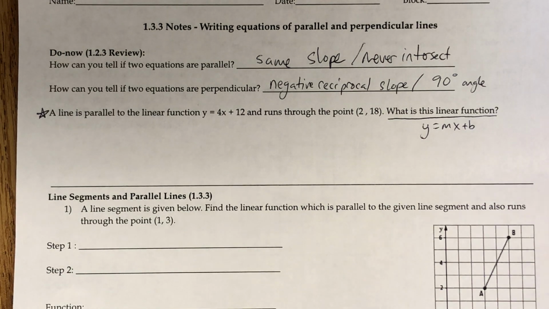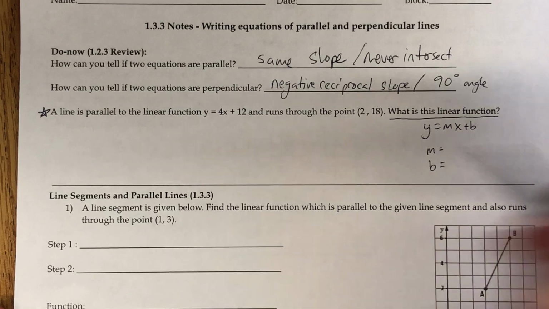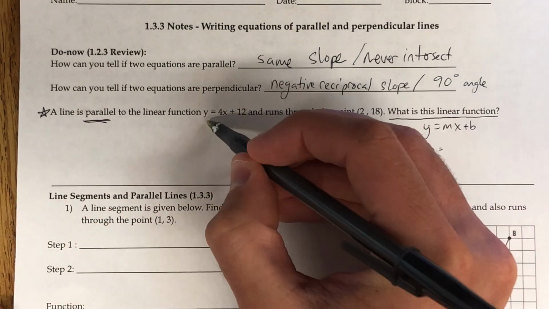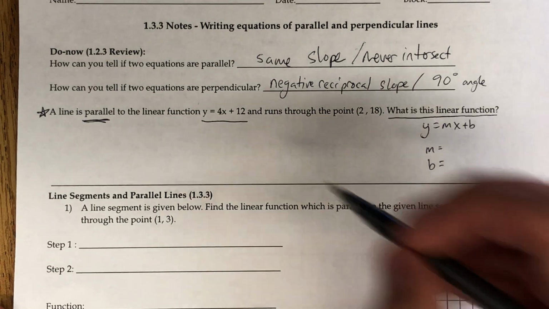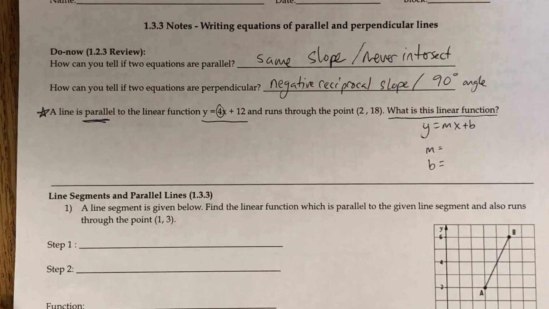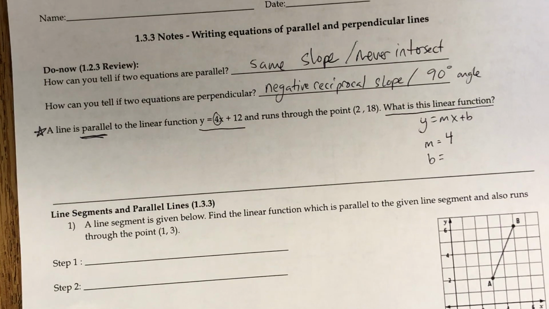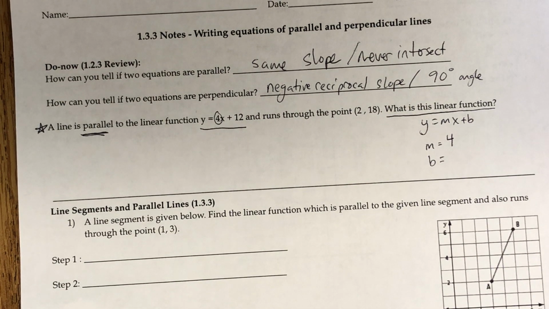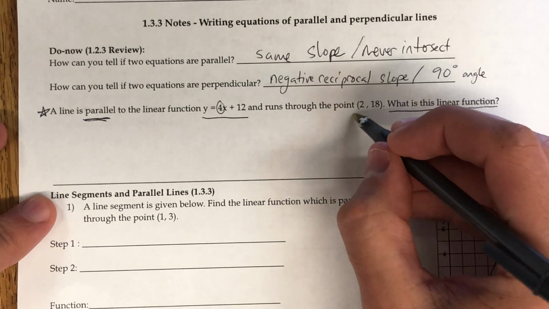So for us to write an equation in slope-intercept form, we need m and b. So we're told our line is parallel to y equals 4x plus 12. So if it's parallel, it means it has the same slope. The slope of this line is 4, since 4 is with x. So our line would also have a slope of 4. In addition, we need to figure out our b value, and we can use this point to do so.